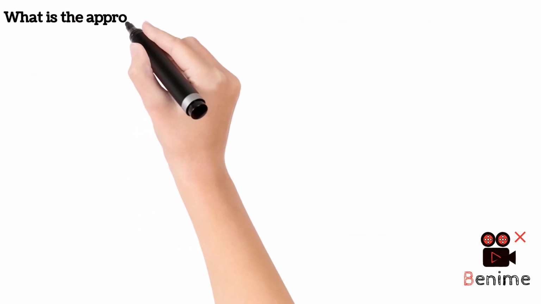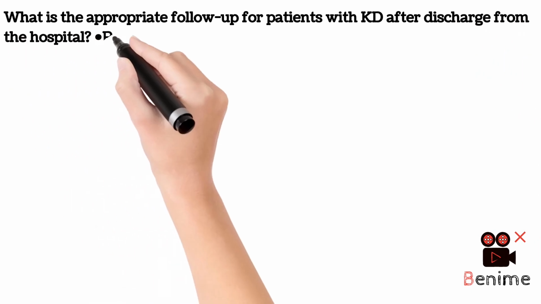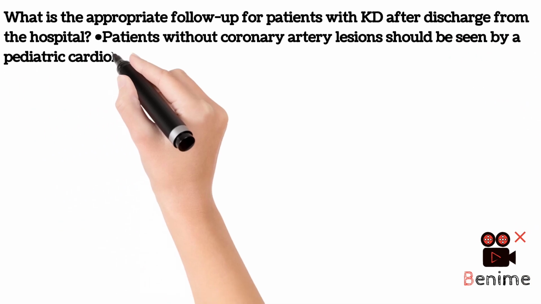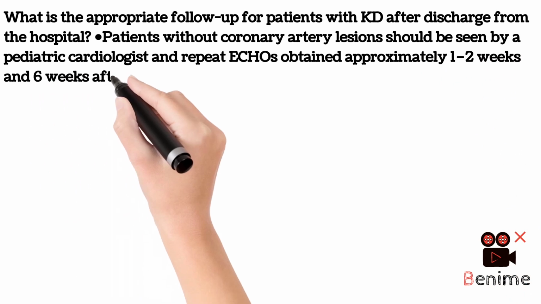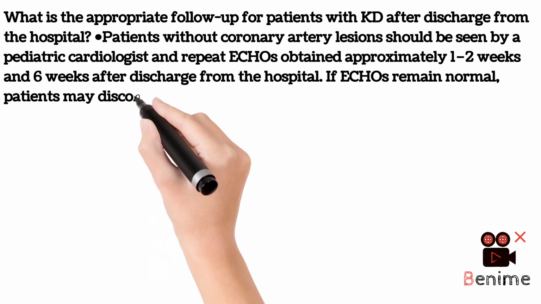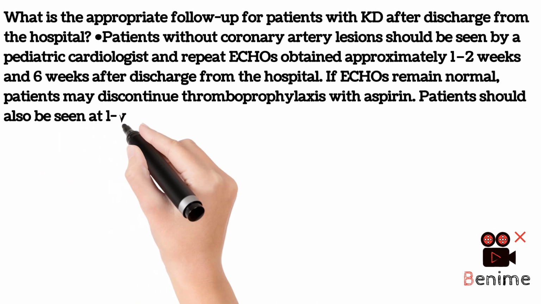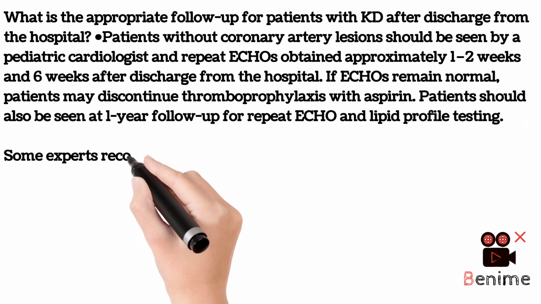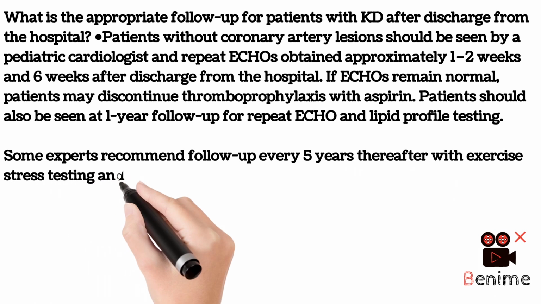What is the appropriate follow-up for patients with KD after discharge from the hospital? Patients without coronary artery lesions should be seen by a pediatric cardiologist and repeat echoes obtained approximately 1 to 2 weeks and 6 weeks after discharge from the hospital. If echoes remain normal, patients may discontinue thromboprophylaxis with aspirin. Patients should also be seen at 1-year follow-up for repeat echo and lipid profile testing. Some experts recommend follow-up every 5 years thereafter with exercise stress testing and lipid profile testing.